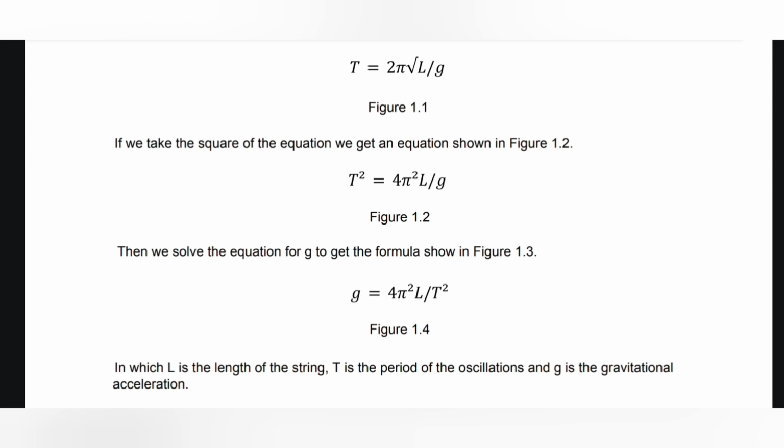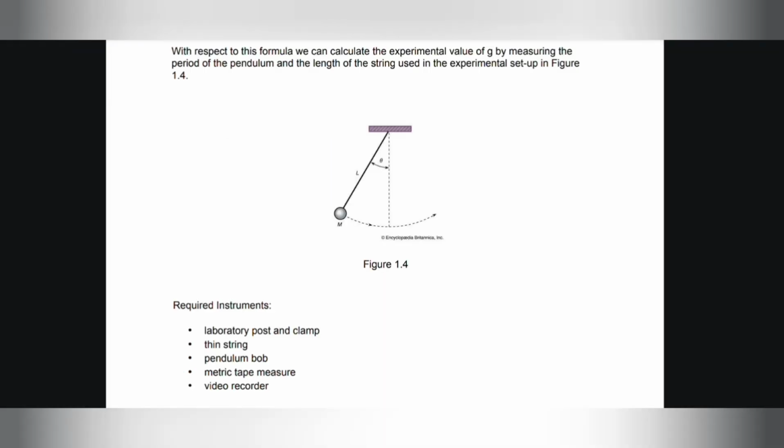In order to set the experiment up, we have some required instruments. In some cases, these instruments can change. However, you will get the basic idea of the experiment setup from the photograph here. The required instruments are a laboratory post and clamp in order to hold the pendulum, and also a thin, inextensible string to carry the mass. Thirdly, we need a pendulum bob for mass at the string's end. Fourthly, we need a metric tape measure to measure the string's length. And lastly, we need a video recorder for capturing oscillations accurately to measure time.